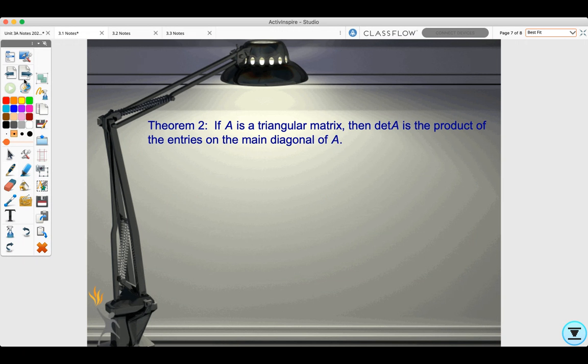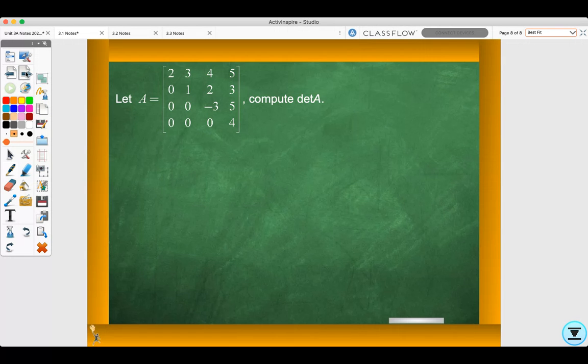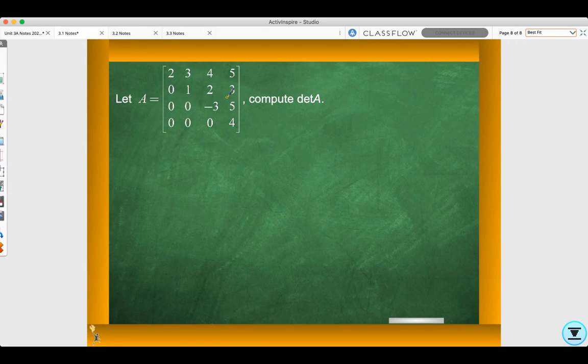Theorem 2: if A is a triangular matrix, then the determinant of A is the product of all the entries on the main diagonal of A. So let's compute the determinant of A. This is a triangular matrix, an upper triangular matrix. So the determinant of A would be the product of all the entries along the main diagonal. So 2 times 1 times negative 3 times 4, which equals negative 24.